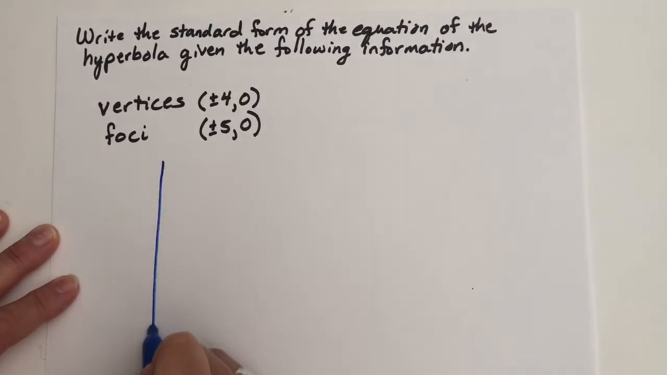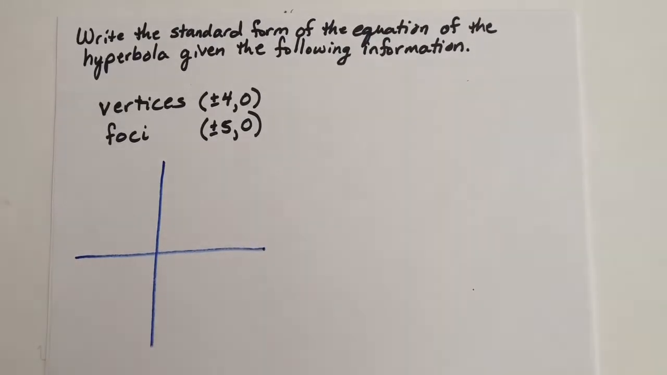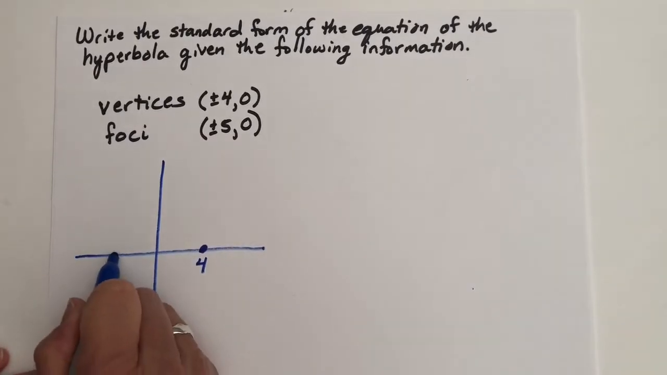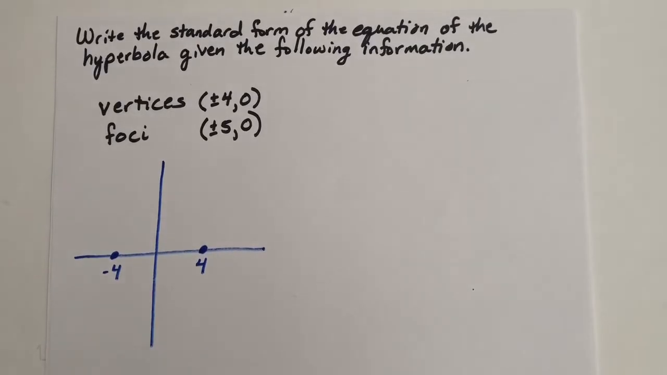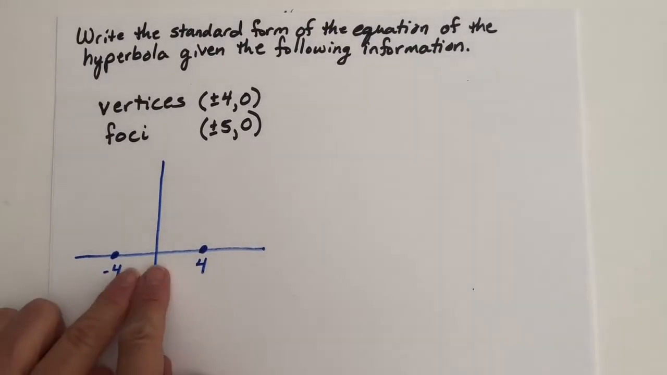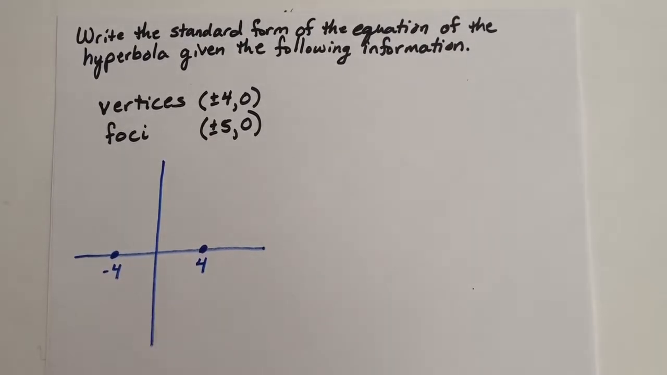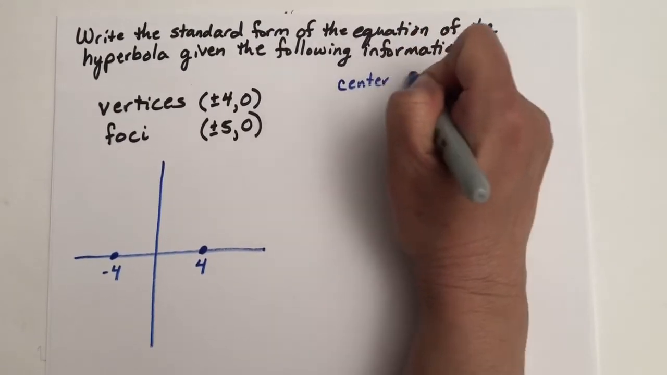So here's my hyperbola. My x-intercepts are also the vertices. They're at 4. I'll put 4 right here and negative 4 right here. And notice that that means that the center of this hyperbola will be at the origin. So let's jot that down. The center is at 0, 0.